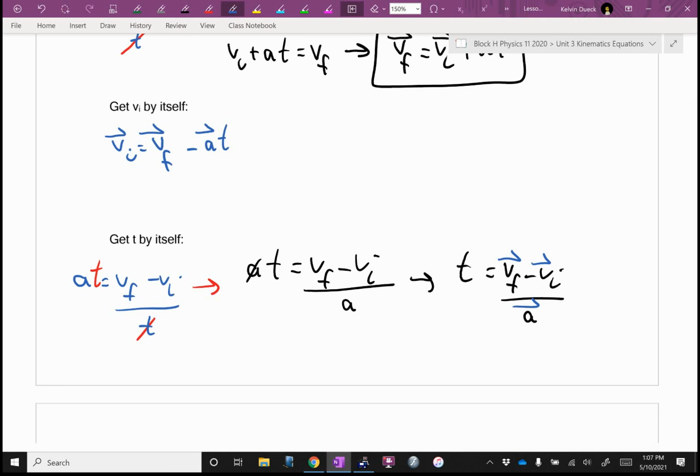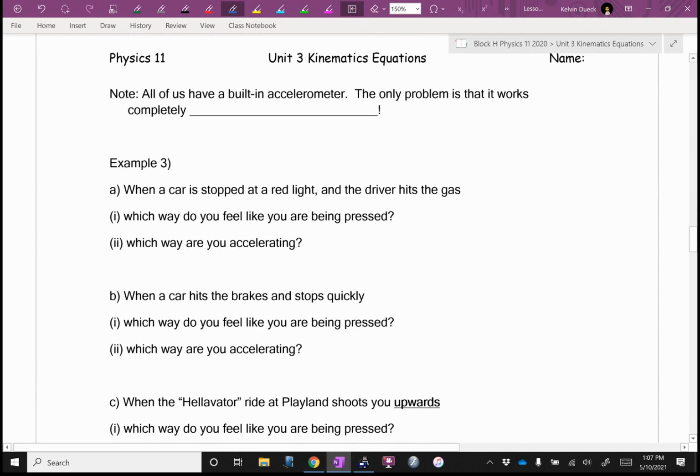So let's talk a bit more about acceleration. All of us have a built-in accelerometer. You can feel acceleration. You can feel, even with your eyes closed, whether you're speeding up or slowing down. Here's the only problem. Your built-in accelerometer works backwards. Whatever way you feel like you're getting pushed, the acceleration is the opposite direction, I guarantee it. Let me give you an example. When a car is stopped at a red light and a driver stomps on the gas, which way do you feel like you're getting pressed? Backward. But which way is the car clearly accelerating? Forward.